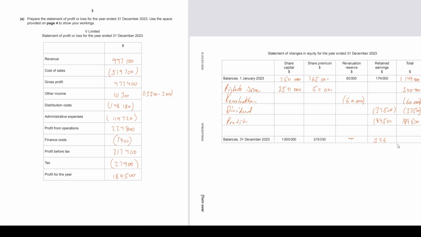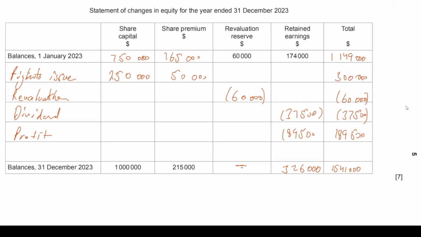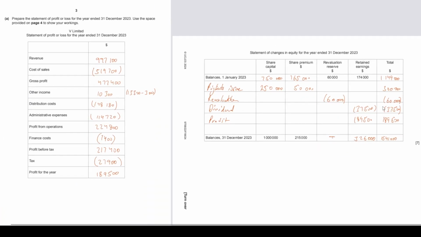So 326,000. I'm just going to put 1,000 plus 215 plus 326. It's 1,541,000. You may also confirm that vertically. Add it all up, see what you get. 1,149. Okay. 300,000 plus 300,000 minus 60 minus 37.5 plus 189.5, 1,541. It adds up. Hopefully no mistakes, no issues here.